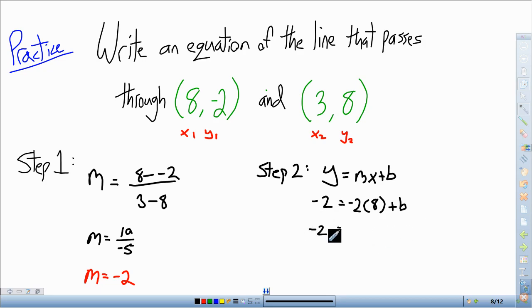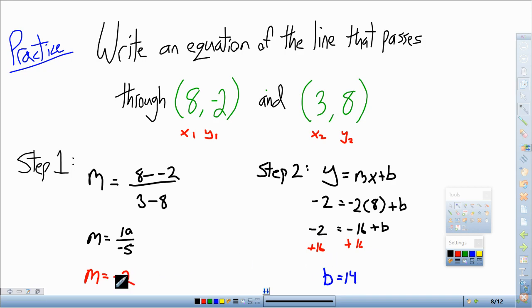Last thing, looks like we're getting negative 2 equals negative 16 plus b. Add 16 to both sides. And it looks like we're going to get 14 equals b. I'm just going to go ahead and flip it around. b equals 14. So there's the two things I need to write my equation. Last thing, y equals m, my slope, negative 2, x, and my b value, positive 14.